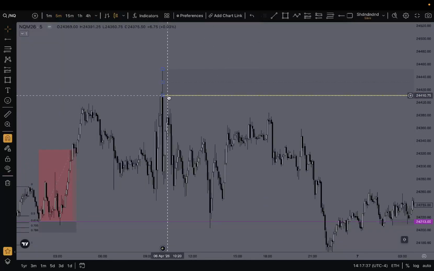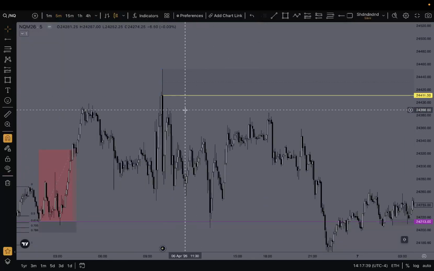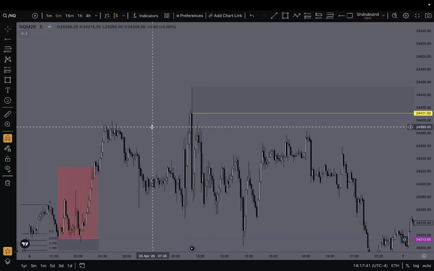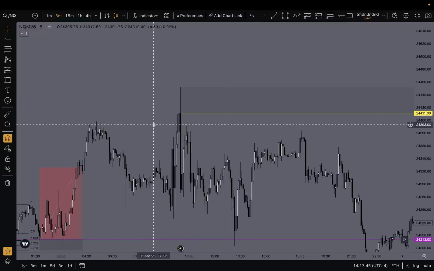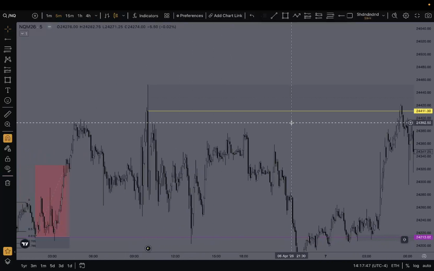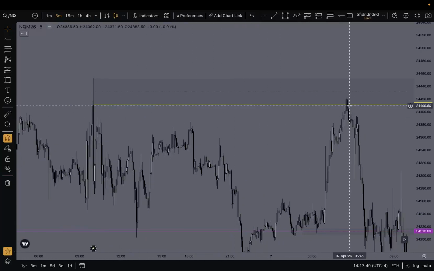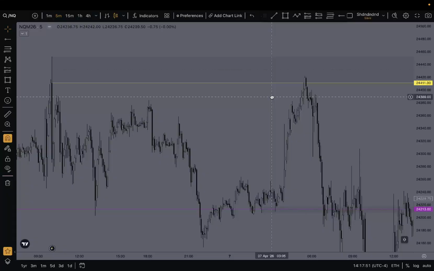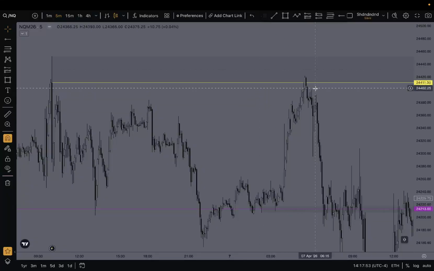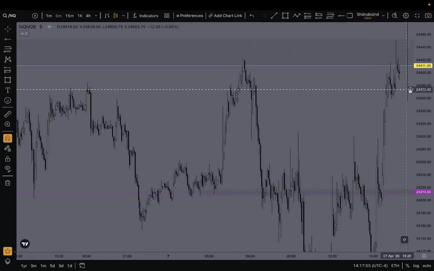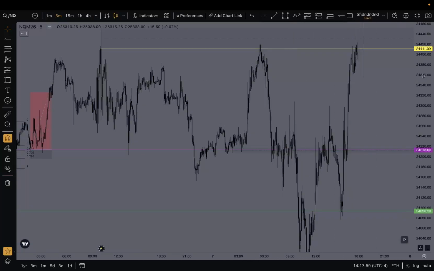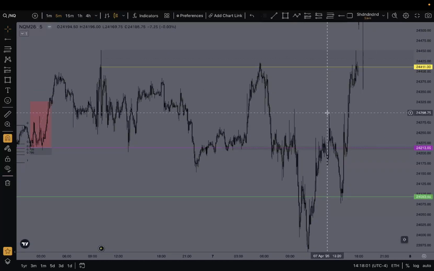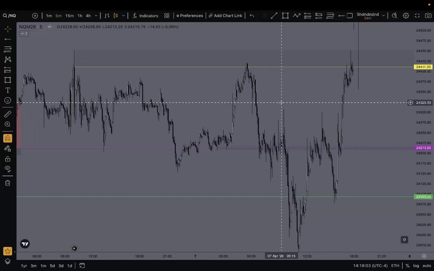But even if 10 a.m. wasn't here, so let's say this yellow line's gone, what do we still have? This is on 5-minute. We sweep these highs. We create a 5-minute rejection block. Already, I would take this. But what does it also line up with? Bang, 10 a.m. open. So that just gives you even more confluence that it's going to be a good trade and high probability, because they react off these opens.